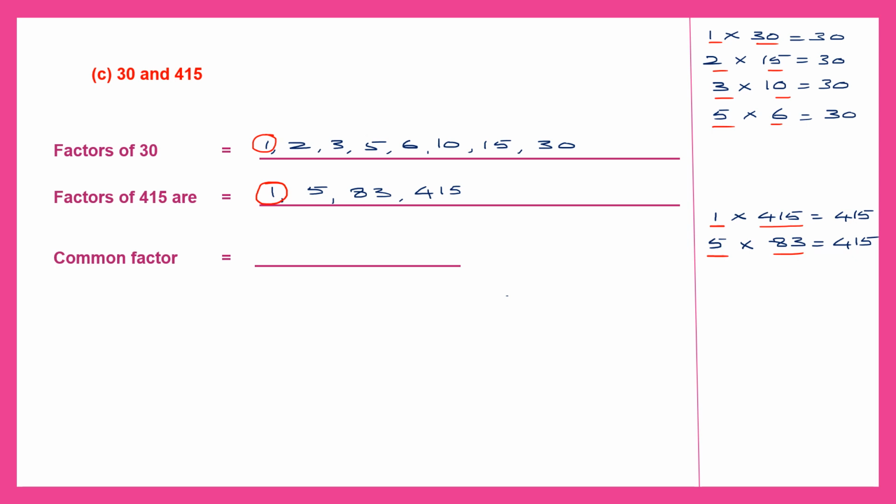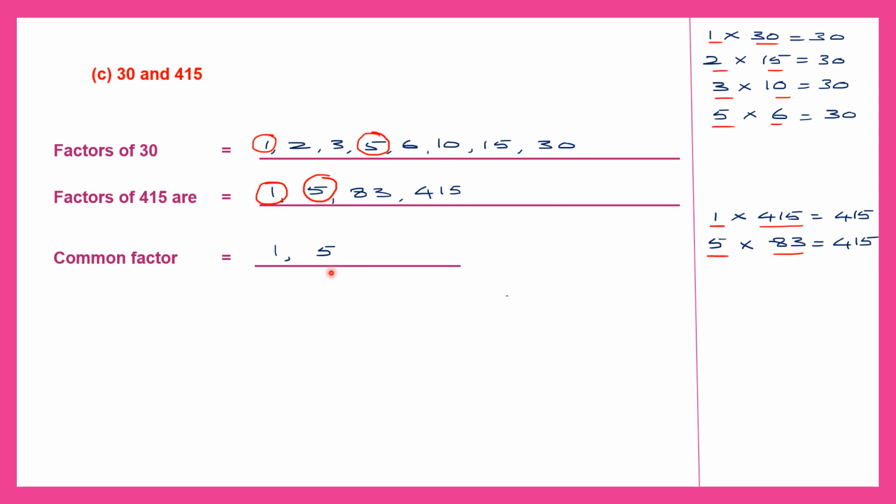Then 2, we don't have 2 here. 3, we don't have. 5 is common. So can you see? 5 is also common. Nothing else is common. So let's write down the common factors of 30 and 415. 1 and 5 are the common factors. So these two numbers, 30 and 415, have two common factors, 1 and 5.